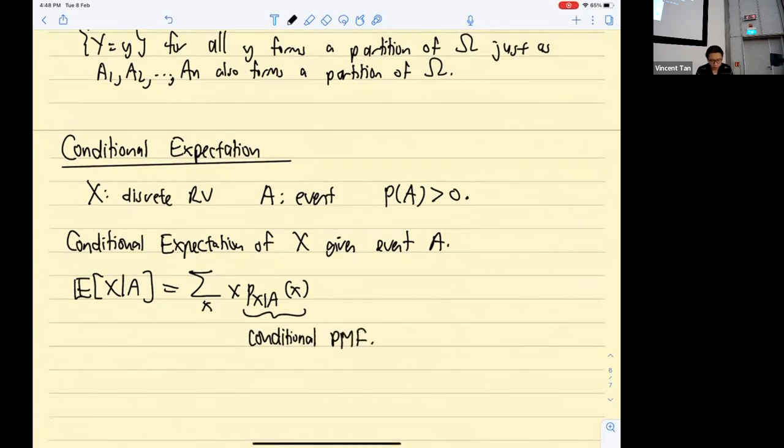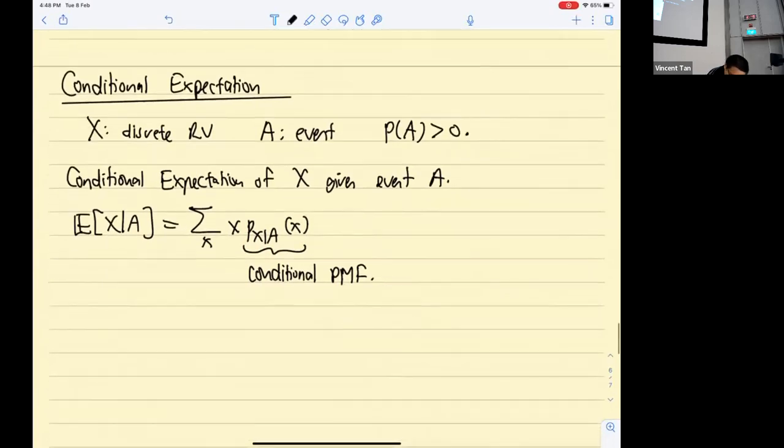So now, the only difference relative to expectation is that we have this conditioning here and there's a conditioning here. The formula remains the same, okay? Except that now we are averaging with respect to this particular probability mass function, which is a conditional PMF. Okay, so this is a very natural thing. It's because we condition on A here, we use the conditional PMF here. All right, so this is conditional expectation of a random variable given an event.